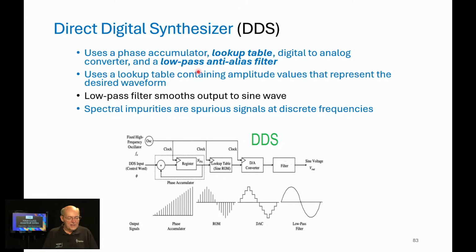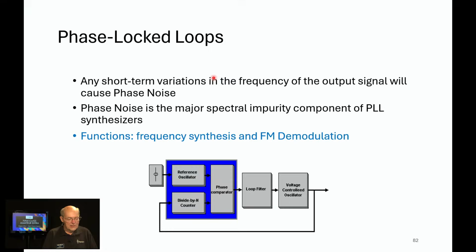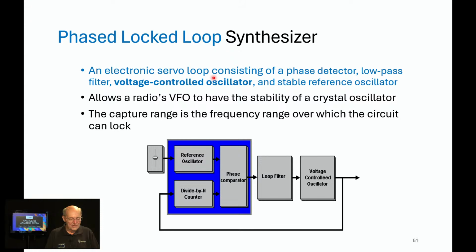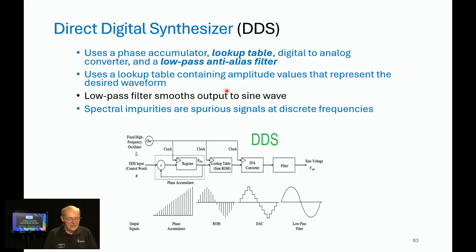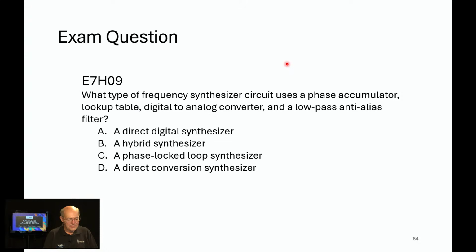So the trick here to distinguish between phase lock loop, okay, a phase lock loop is going to have a voltage controlled oscillator. That's the word to look for. A direct digital synthesizer is going to have a lookup table to create that sine wave, and a low-pass anti-alias filter. The reason that I picked those is because that's what you need to look at in the pool questions.